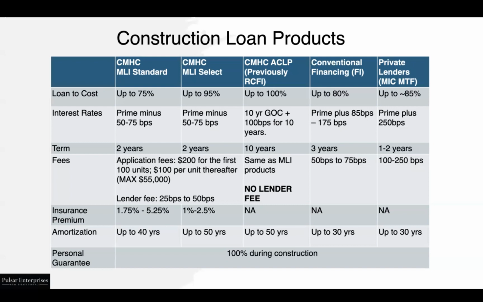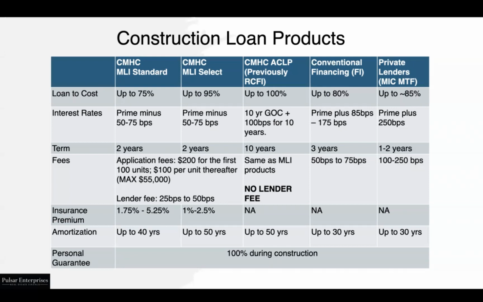Amortization. MI Standard will give you up to 40 years amortization, and MI Select and ACLP will give you 50-year amortization. And conventional lenders, private lenders usually will offer you up to 30-year amortization. Personal guarantee during the construction phase.